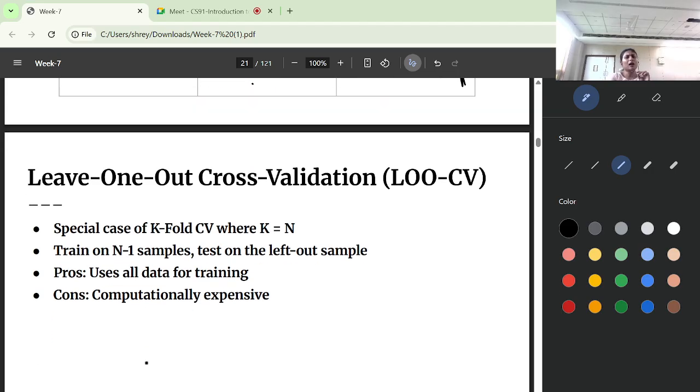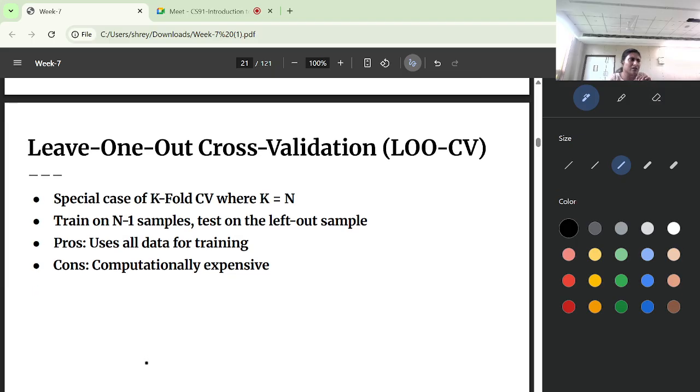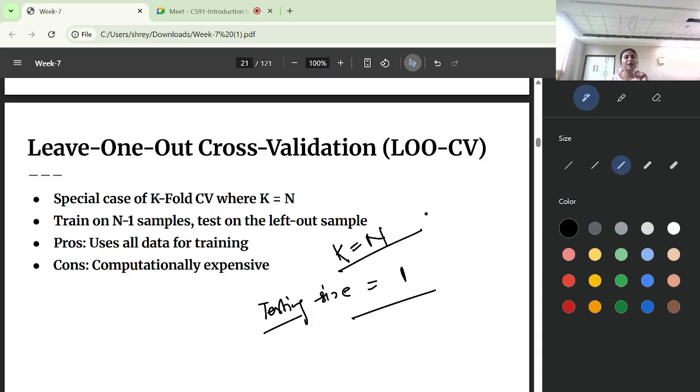Next thing is leave one out cross validation, which is basically a type of cross validation. It is mentioned in your videos as well, so that's why I have put it here. Here the testing size is always one, or you can say that the number of folds is equal to the number of samples in the data set. So it is using all the data for training, just keeping one testing sample, but it is very computationally expensive, so we don't use it.